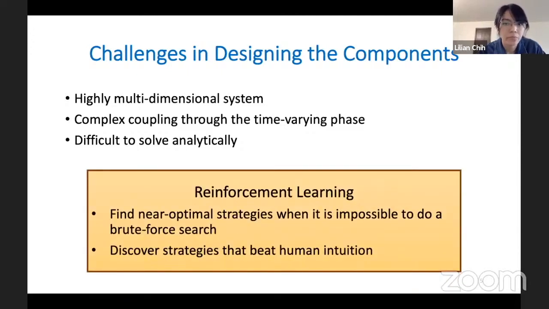So we think that reinforcement learning may be useful in this case because it's been applied to find near optimal strategies when it's impossible to do a brute force search. And it can also discover strategies that beat human intuition.